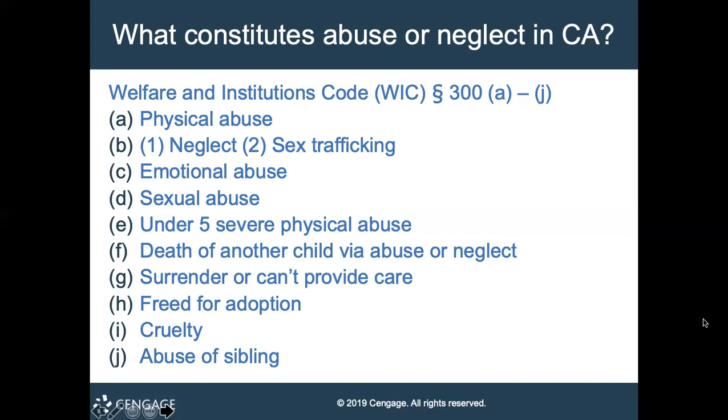And J counts are abuse of siblings. So if you have a bunch of kids in the same house and only one of them is being actively abused or neglected, which absolutely happens, the kids who are not being abused or neglected are probably going to also come into care on a J count, although they don't necessarily have to.